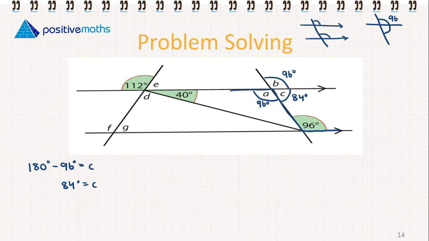Now let's move over to the left side. Again, I can use my straight angle rule to find E. So 112 plus E is equal to 180 degrees. So therefore E is equal to 180 degrees minus 112 degrees. So I find that E is equal to 68 degrees.